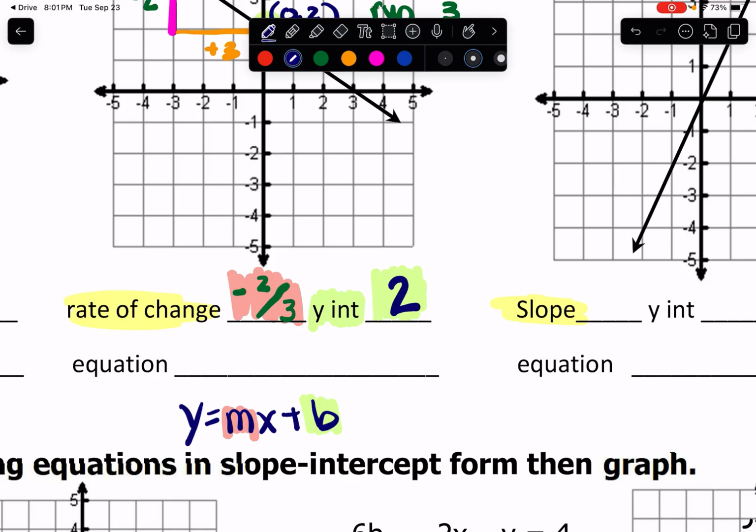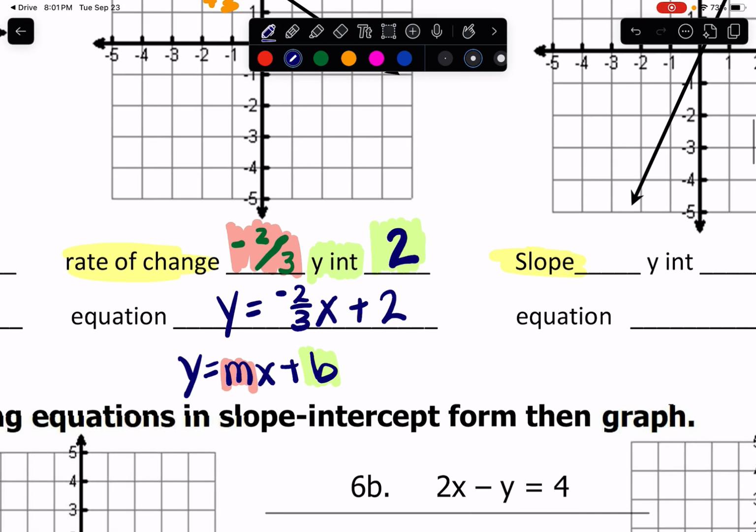So we're going to write the equation. The y is part of the equation. The equal sign is part of the equation. The m is going to get replaced with negative 2 over 3. The x is part of the equation. The b is replaced with 2. So my equation is negative 2/3 x plus 2.